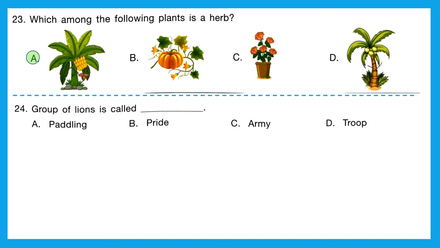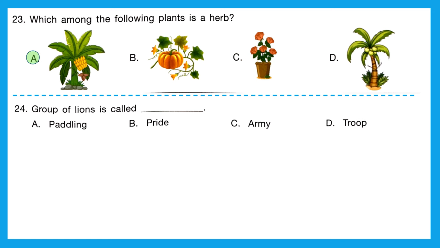Question 24. Group of lions is called dash. Can you guess that? Let's see all the options. Paddling. Paddling is group of ducks. Pride. Option B. Group of lions is called pride. So we already got our right answer.